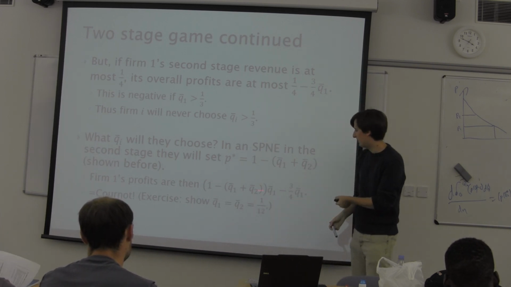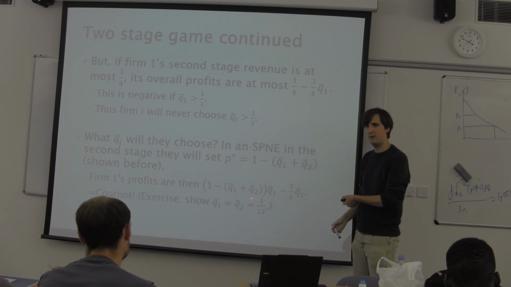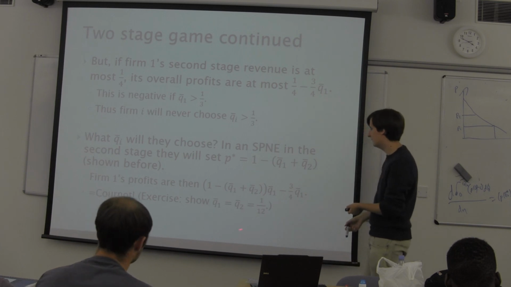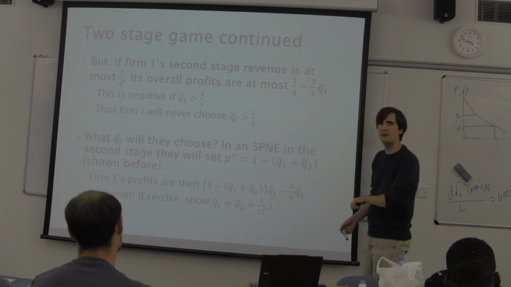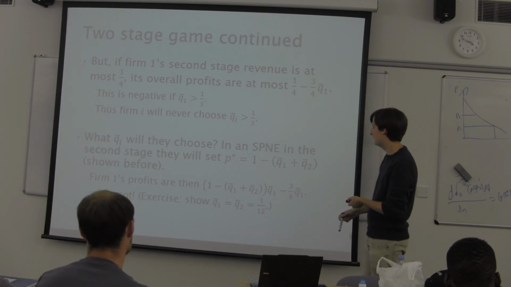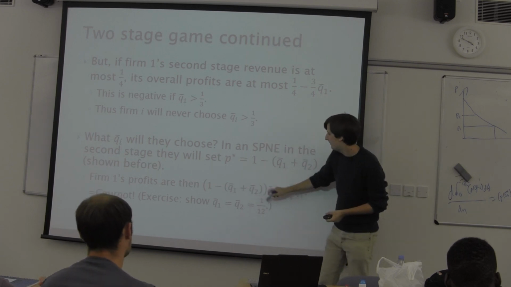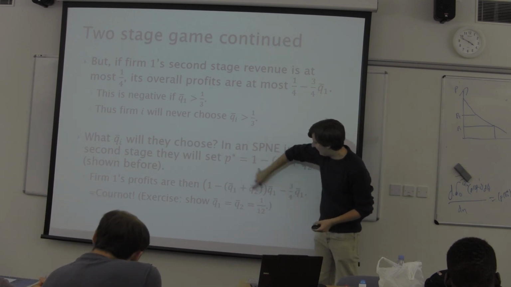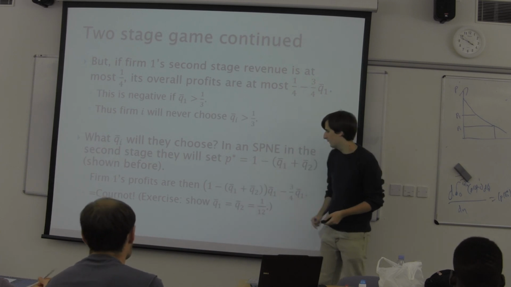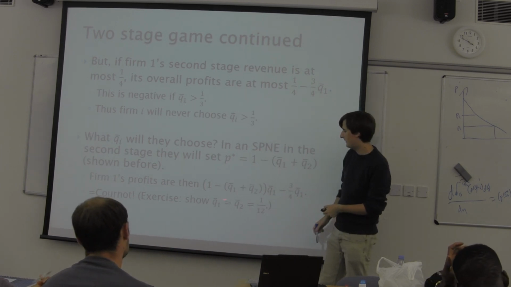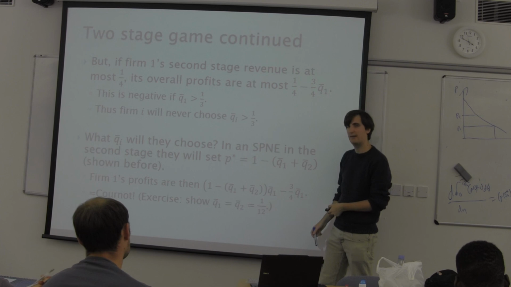And if you look at this expression, hopefully it already looks like a two-firm Cournot expression. If you solve that, I'm not going to do it now as we're running out of time, but if you maximize this expression by choice of Q1, what you're going to get is, in a symmetric equilibrium, Q1 bar is Q2 bar is 1 over 12.